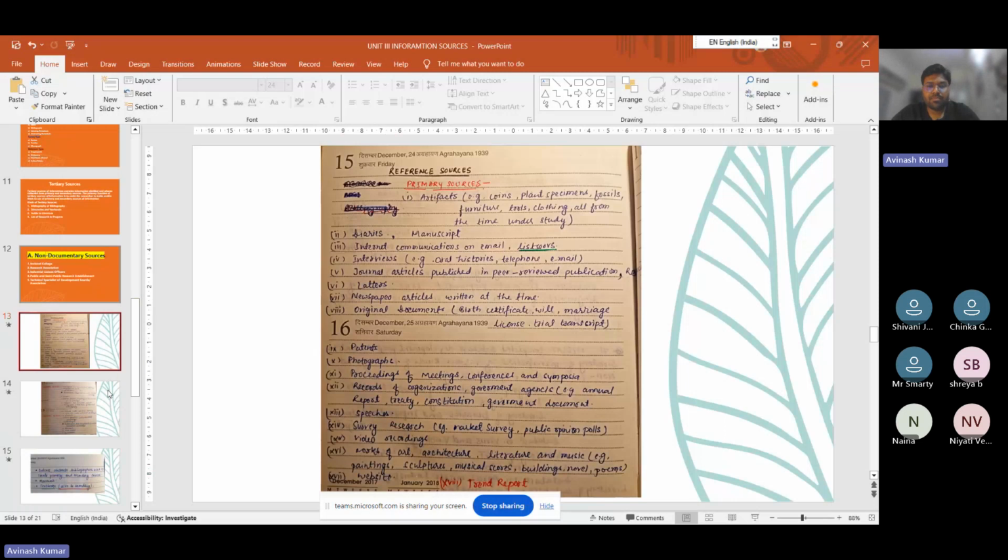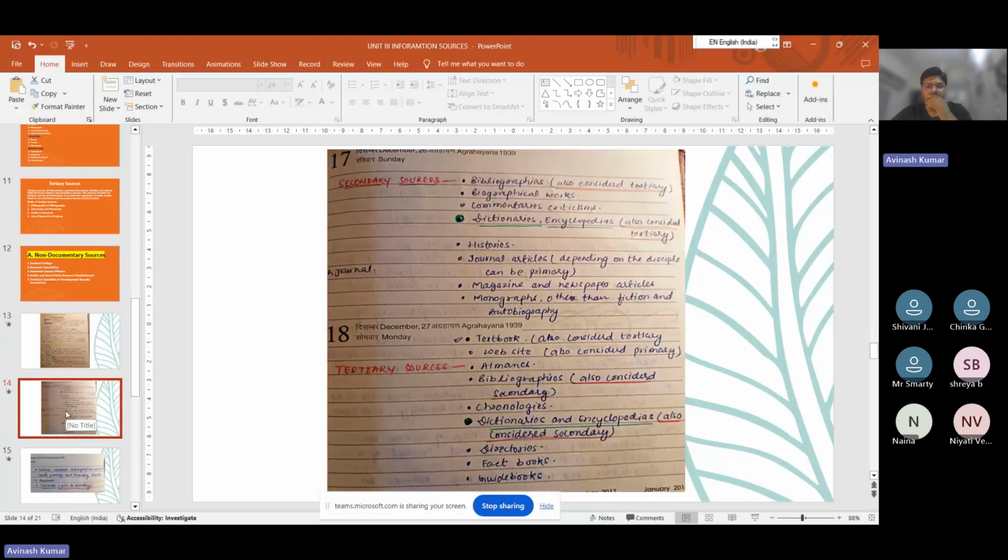Okay, next is the secondary sources. Now you can identify the secondary sources and tertiary sources. Some examples are given in both secondary and tertiary. Bibliography is also considered in tertiary sources, and here you can say that bibliography is also considered in secondary sources, right? Bibliography of bibliography.